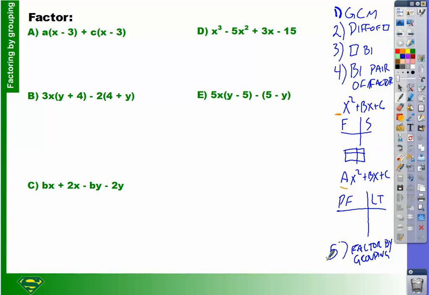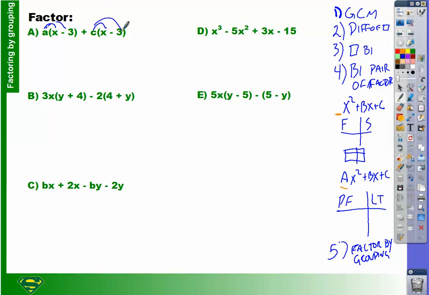So looking at question A, we have a times the quantity x minus 3 plus c times the quantity x minus 3. What do you notice is extremely similar about these two terms? x minus 3. They're both being multiplied by x minus 3. So in other words, if you were to expand this, you'd have a times x, a times negative 3, c times x, c times negative 3, right?